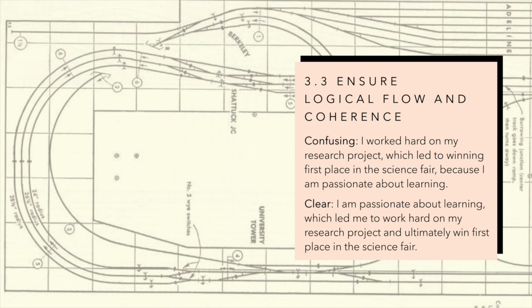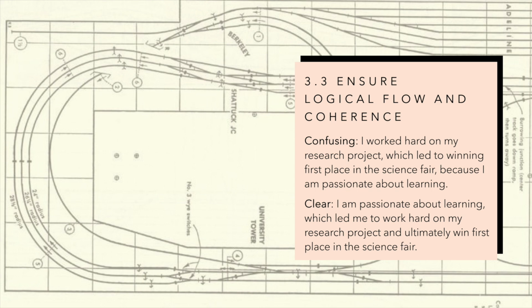"I worked hard on my research project, which led to winning first place in the science fair because I am passionate about learning." This sentence feels a bit jumbled, doesn't it? The ideas are there, but the order is confusing. The cause and effect relationships aren't clear. Why did you work hard? What's the connection between your passion for learning and your achievement?